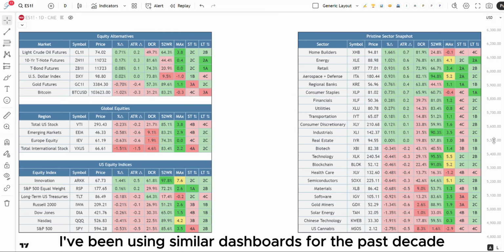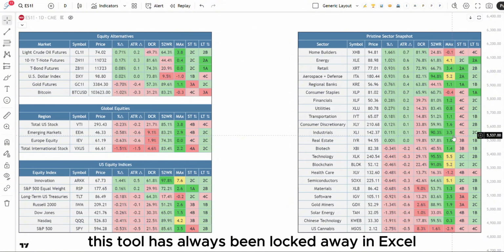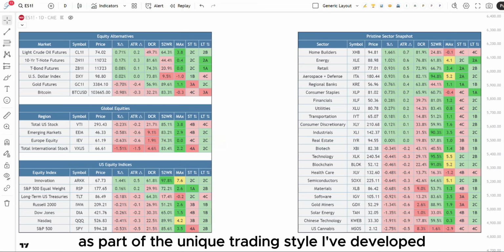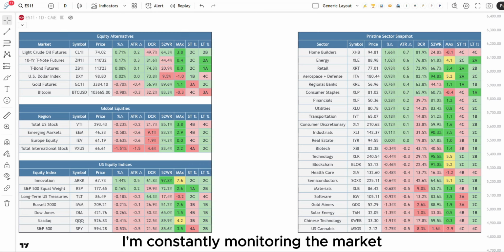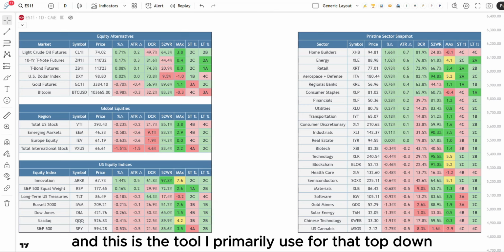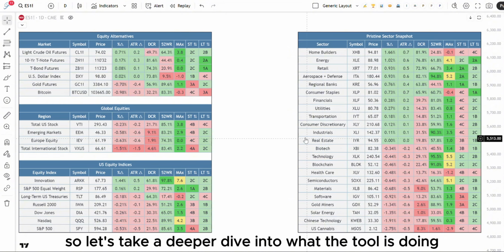I've been using similar dashboards for the past decade, and prior to working with my partner John, this tool has always been locked away in Excel. Until now. As part of the unique trading style I've developed, I'm constantly monitoring the market from both a top-down and bottom-up perspective, and this is the tool I primarily use for that top-down macro analysis of market conditions. So let's take a deeper dive into what the tool is doing.